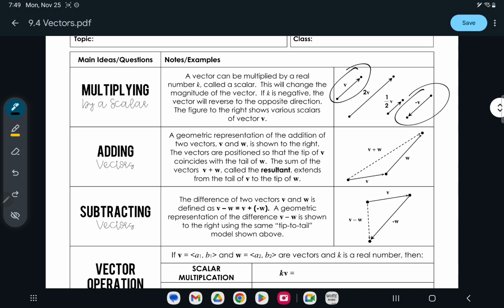Okay, we can add vectors. So if we were to look at V and W, here's one vector, here's another vector. The vectors are positioned so that the tip of V coincides with the tail of W. The sum, V plus W, is called the resultant, and it extends from the tail of V to the tip of W. We can also subtract them. So the difference of two vectors is defined as V minus W is the same thing as V plus -W.